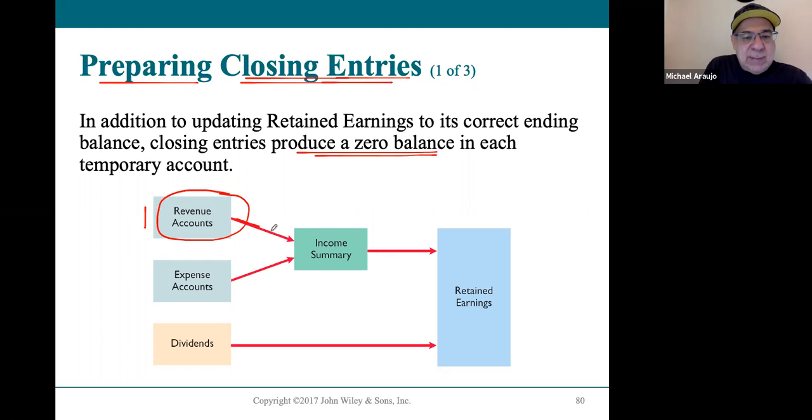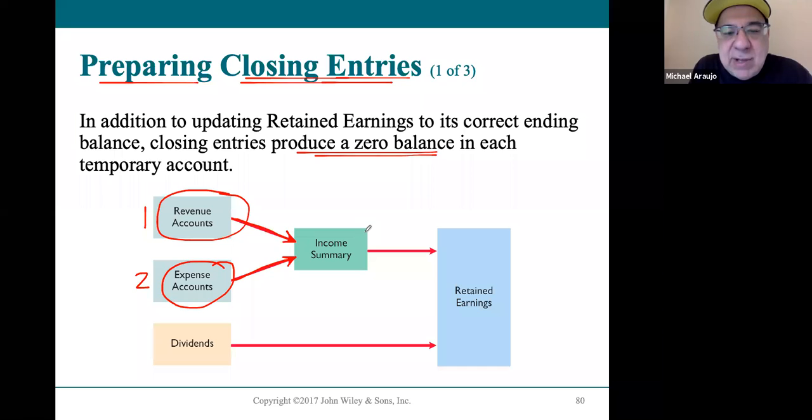and we move these balances that are in the account to a temporary account called income summary. Income summary is sort of a temporary holding tank that we use in the closing process. We only use it during the closing process, and then we're done. Okay. The second step that we do is we close each and every expense account to zero, and we move those numbers over to this temporary account called income summary.